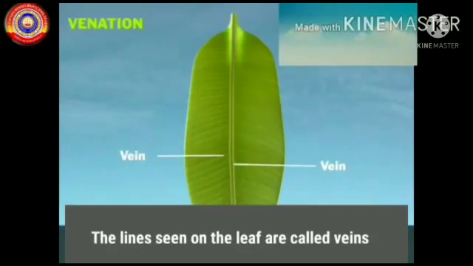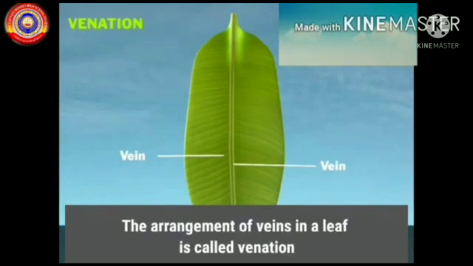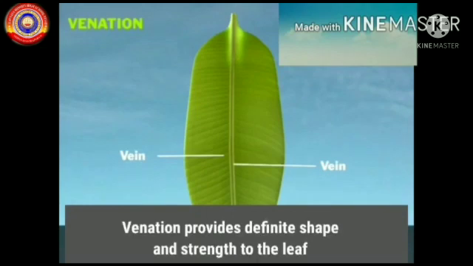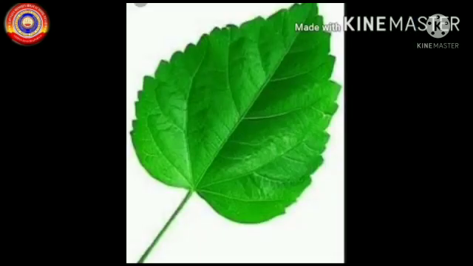The lines seen on the leaf are called veins. Once more, children, the lines seen on the leaf are called veins. The arrangement of veins in a leaf is called venation. So, what is venation? Venation is the arrangement of veins in a leaf. This venation provides definite shape and strength to the leaf. So, what is the function of venation? Yes, the venation provides definite shape and strength to the leaf. Now you know about veins and venation.